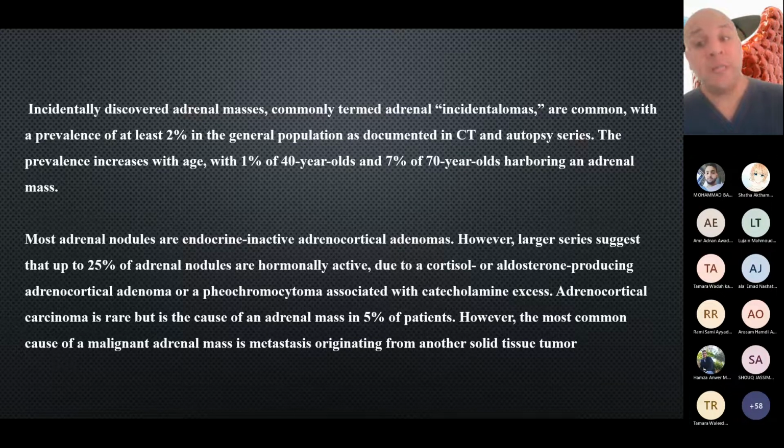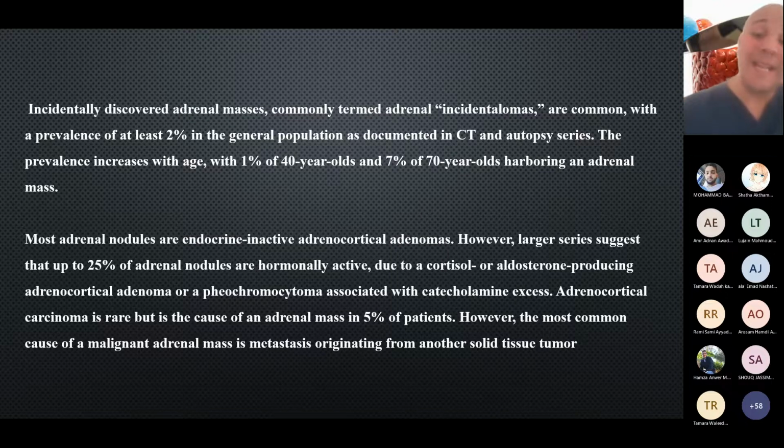طبعا adrenocortical carcinomas are حقيقة less common, much less common. Still, these can be حقيقة secretory or functioning. All right? هلا احنا بنعرف انه adrenocortical carcinomas, they can be functioning or non-functioning. However, the most common malignant adrenal tumor is metastases to the adrenal gland.